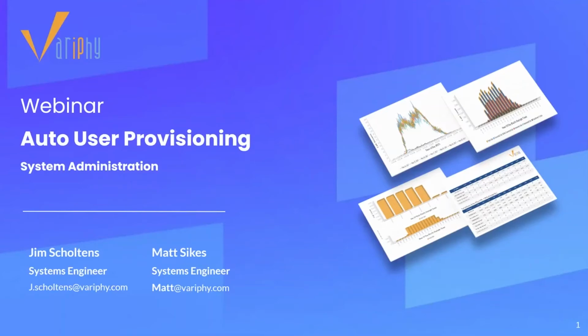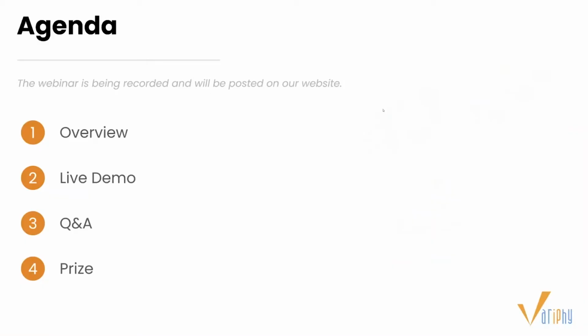For today's webinar, we're going to talk about the new auto user provisioning feature that will be available in version 12.3, which is due to be released very soon. We're going to start off with a quick overview of our company and what we do. We'll jump into a live demo where Matt will guide us through the new auto user provisioning feature. We'll pause for Q&A and get some of your questions answered.